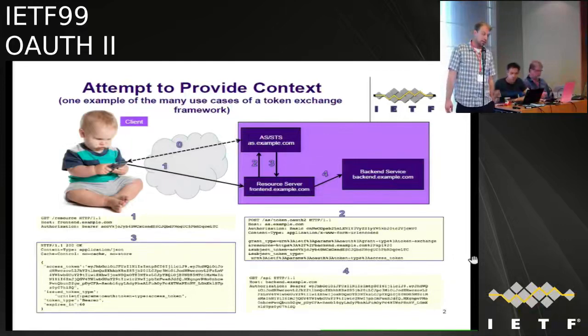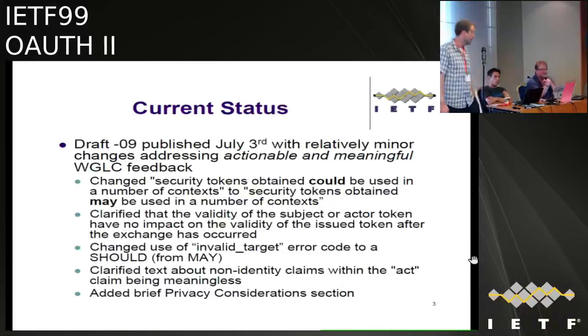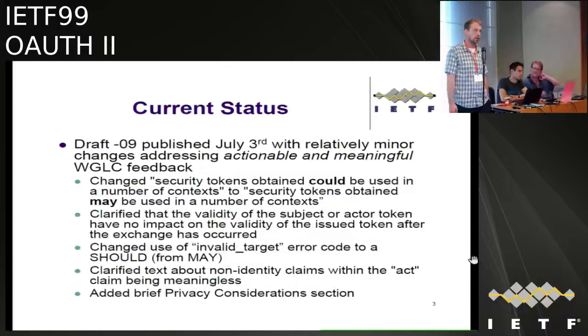So draft 9 of this was published earlier in July with pretty small changes, which were addressing working group last call feedback. And I do highlight here that these were addressing what I feel like are actionable and meaningful working group last call feedback. There was one set of comments from someone that has made a lot of other comments on this and other specifications that are not necessarily meaningful or actionable, and I've addressed them to the best extent that I can, but I don't think that there's anything additional that can be done. I don't think he represents any sort of consensus opinion.